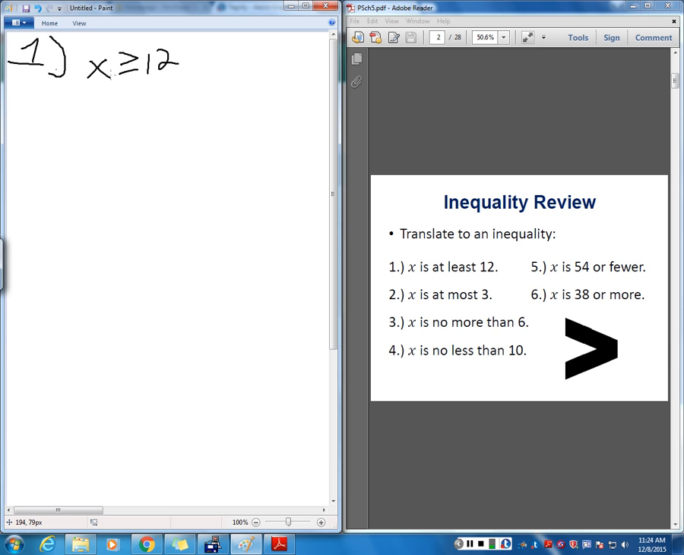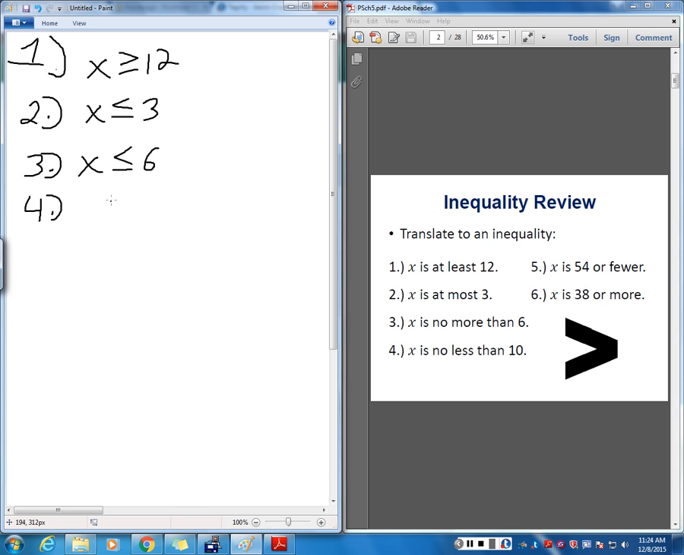For number 2, x is at most 3. Well, that implies that x can be 3 or anything less than that. Number 3, x is no more than 6. X can be 6, but it can't be more, so it'd have to be less.